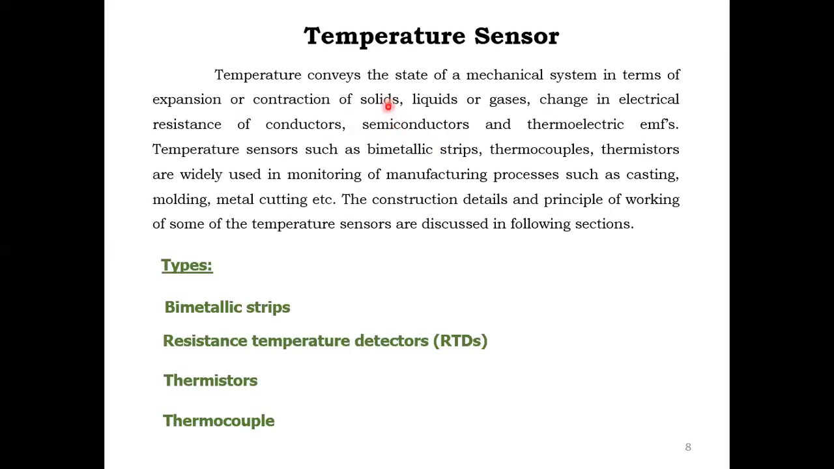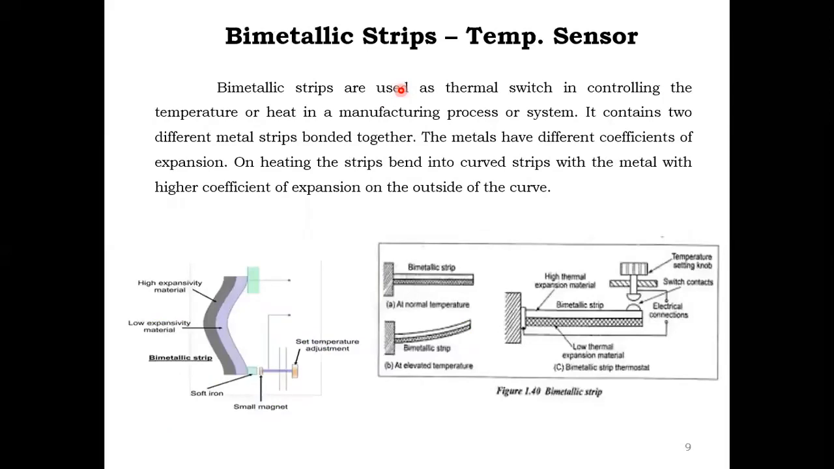Temperature sensors such as bimetallic strips, thermocouples and thermistors are widely used in monitoring manufacturing processes such as casting, molding and metal cutting. The construction details and principles of working of some of the temperature sensors are discussed in the following sections. The common types of temperature sensor are bimetallic strips, resistance temperature detectors, thermistors and thermocouples.